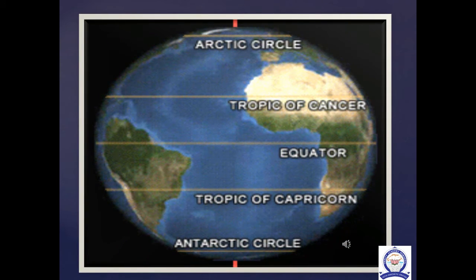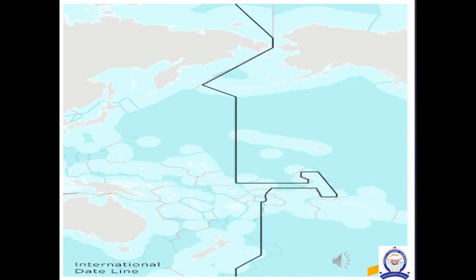International date line. The 180-degree line of longitude has been fixed as the international date line drawn on the Pacific Ocean between Alaska and Russia through the Bering Strait. If a person crosses this line from the west to east, he loses a day. On the other hand, when he crosses from the east to west, he gains a day. Based on this, the date is fixed for different countries or regions of the world.